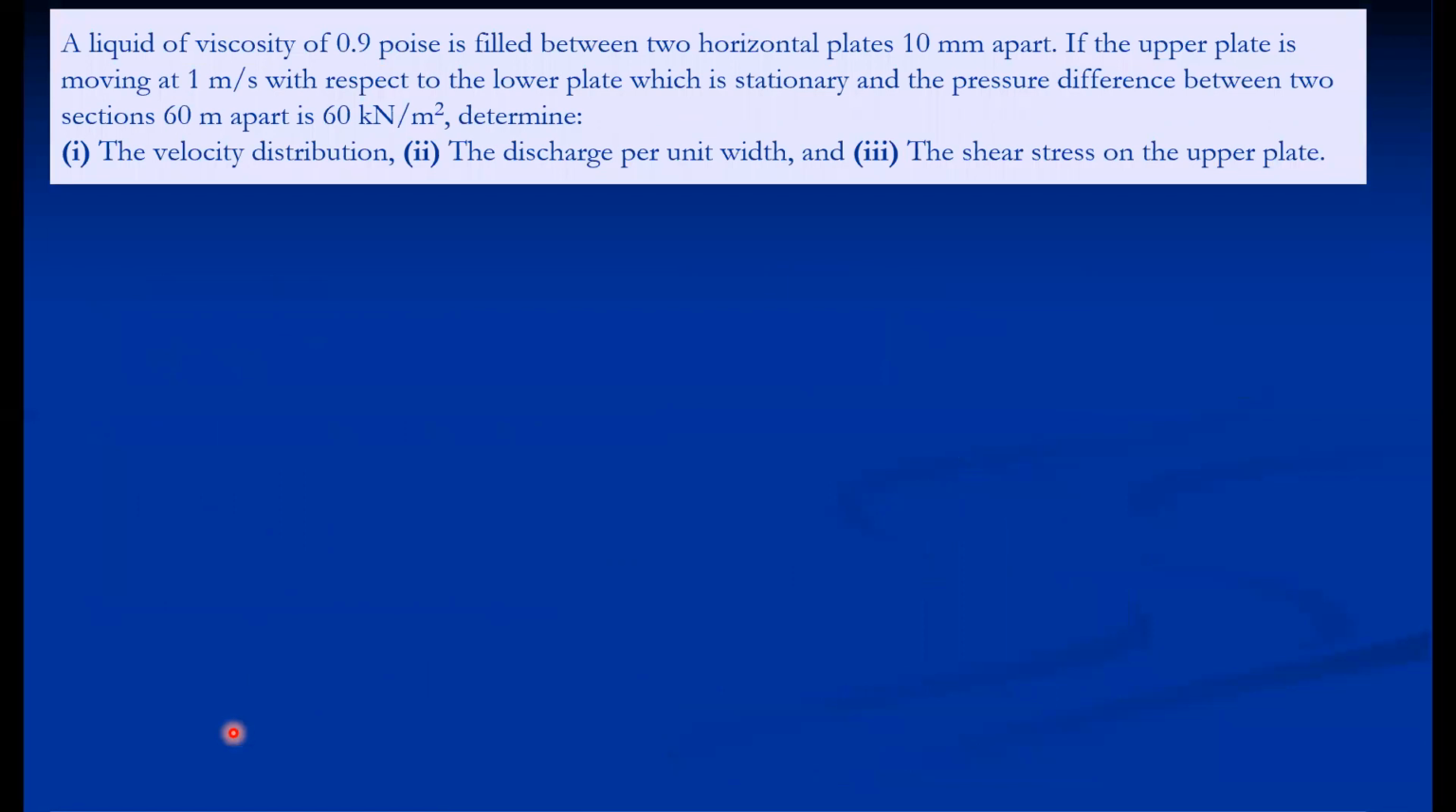Second, in a Couette flow, a liquid of viscosity 0.9 poise is filled between two horizontal plates 10 mm apart. The upper plate is moving at a velocity of 1 meter per second with respect to the lower plate, which is stationary, and the pressure difference between two sections 60 meter apart is 60 kilonewton per meter square. Determine the velocity distribution, discharge, and shear stress on the upper plate.